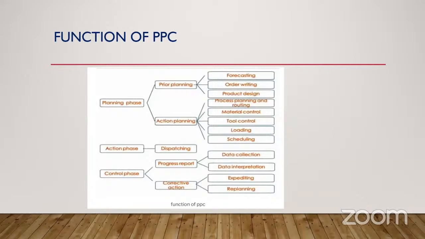Then corrective action: after finding something in the report, we have to take some actions, either expediting or replanning. Expediting means it is okay, so you dispatch it, it is a perfect product. In case of replanning, if some modification is required, you replan it, then move to the action plan, and thereafter the control phase. This is the whole part of your entire production planning and control, or operation planning and control.